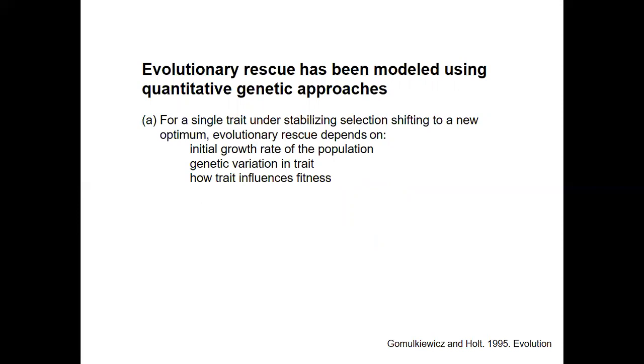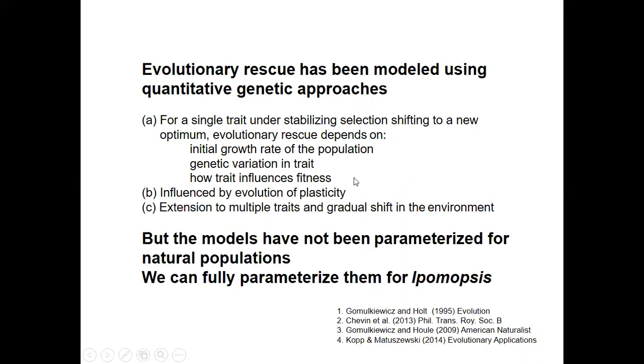This process has been modeled using quantitative genetic approaches. And we know that in simple models, it depends on the initial growth rate of the population, how much genetic variation there is in a trait, because you can only have an evolutionary response if there's some genetic variation, and how strongly the trait influences fitness. It's also influenced by the evolution of plastic responses to the environment. And models have been extended to include multiple traits and more gradual shifts in the environment.